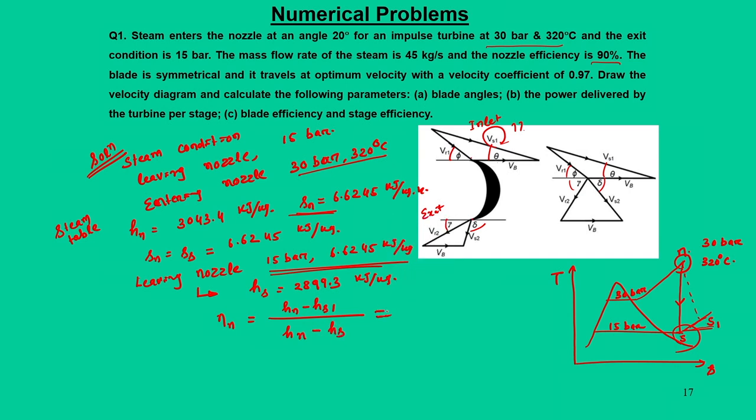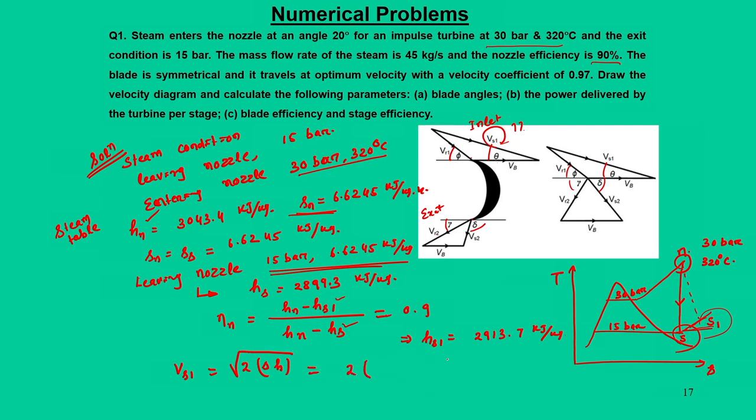Then we have the nozzle efficiency definition, we can write HN minus HS1 divided by HN minus HS, that value is 0.9. So, we have HN, we have HS, what we do not know is the actual condition that leaves the nozzle. So, this will give you HS1 as 2913.7 kilojoule per kg.